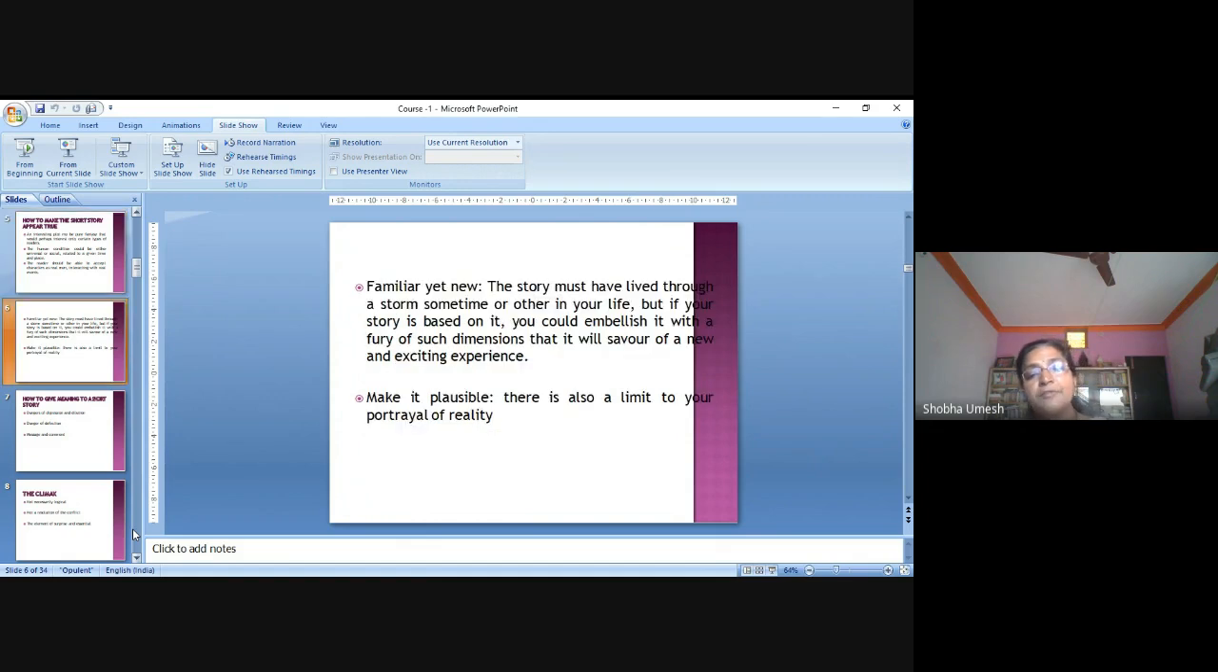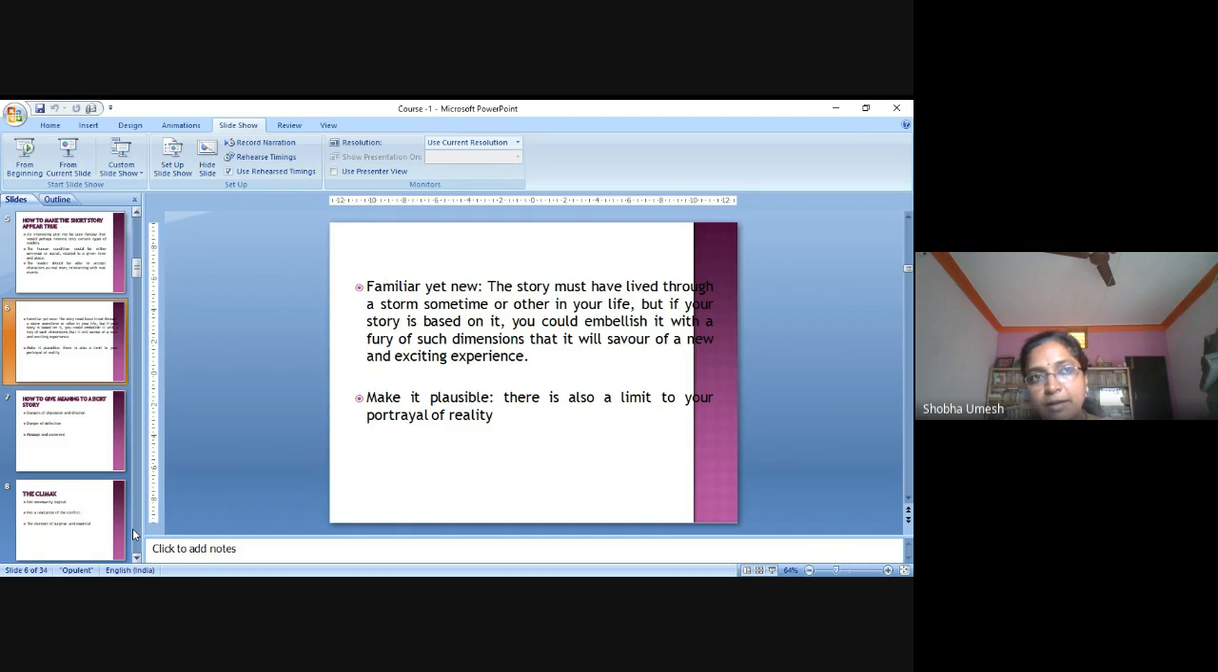And we have to be familiar and new. So it should be familiar, but something new should be incorporated in that. See, you must have lived through a storm at some time or other in your life, but if your story is based on it, you could embellish it with a fury of such dimensions that it will savor of a new and exciting experience. For example, you might have come across an incident somewhere else, and you have been the spectator of that particular incident.